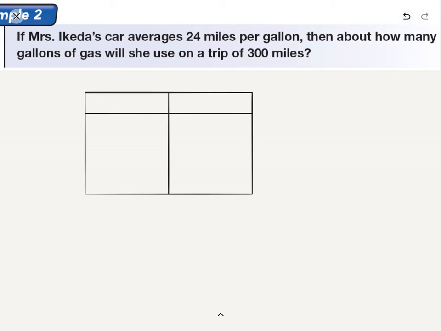Okay, I'm doing fractions. Okay, so we've got my rate column. We've got my actual number column. I've got two things I'm working with here.